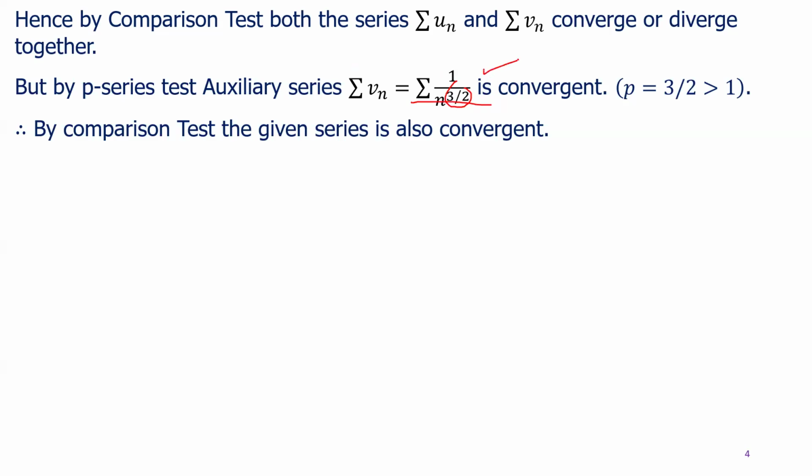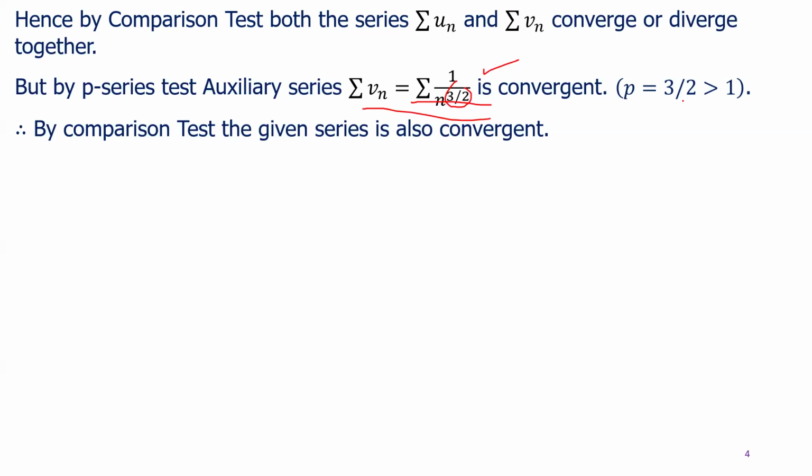Now, since the auxiliary series is convergent, and the limit of un upon vn when n tends to infinity is some finite number, both the series will converge or diverge together. But the auxiliary series converges because P is equal to 3 by 2, which is greater than 1, by using the P series test. Therefore, the given series sum of un is also convergent.